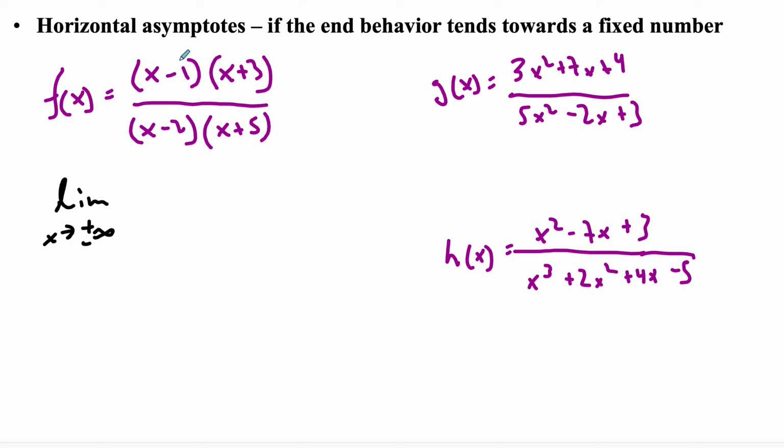So here's my argument. If I were to actually distribute this, I would get x squared plus 2x minus 3 over x squared plus 3x minus 10, right? Now, the idea is I'm going to be plugging infinity in.